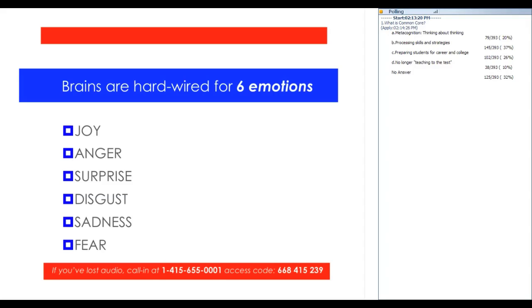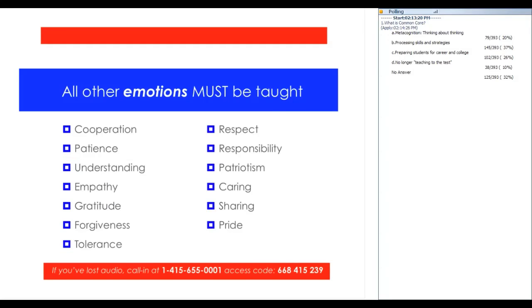So let's say you ask a child to do something, and they cross their arms and go, I am not doing that. I don't like you anymore. So they're showing anger and disgust. If you want any emotions other than these 6, you have to teach it. We have to teach emotions. Otherwise, you'll just get those basic 6.